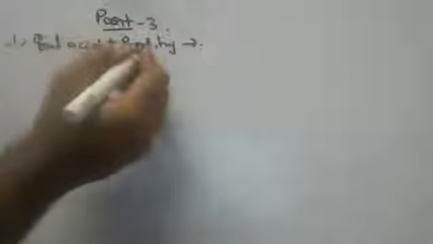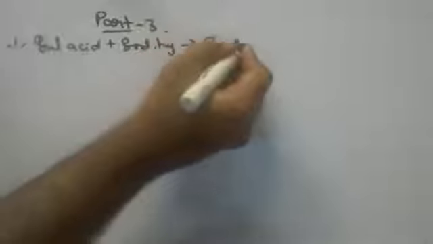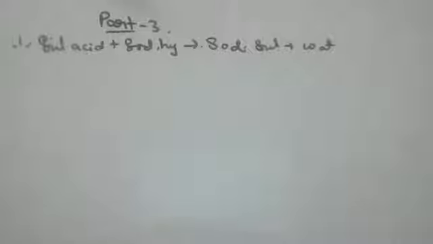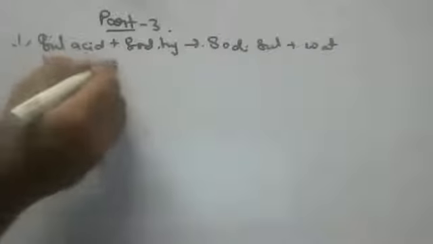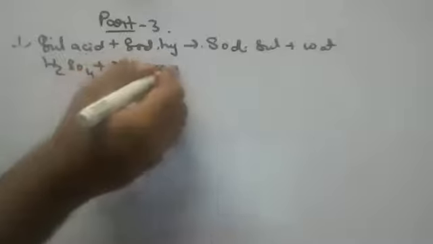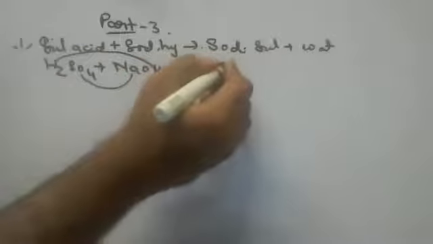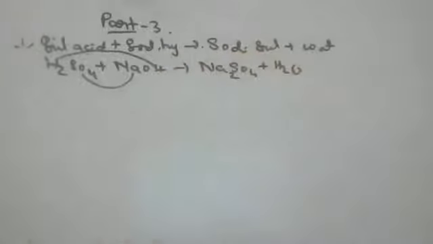Sulfuric acid. This is an acid. This is a base. Gives sodium sulfate plus water. Acid plus base gives salt plus water. You have to know that. Okay, so children, sulfuric acid is H2SO4 plus sodium hydroxide NaOH gives salt plus water. Na is plus 1, SO4 is minus 2, Na2SO4 plus H2O. Okay, children.